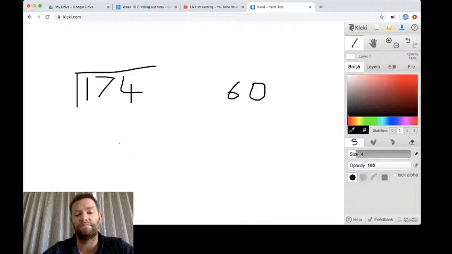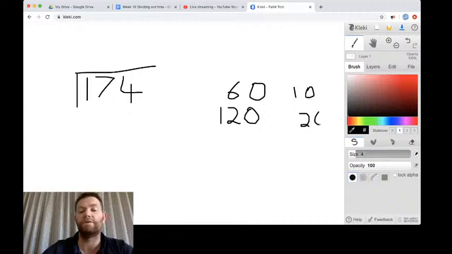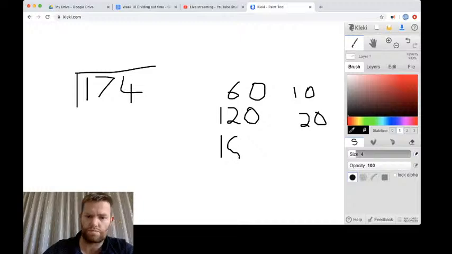So you go 60, 120, and then, so that's 10 times 6, that's 20 times 6. So it's just using that, literally going up. And then we'll go to the next one, which is 180, which is 30 times 6.